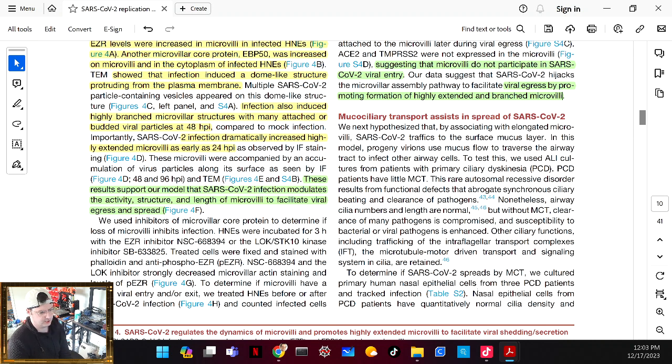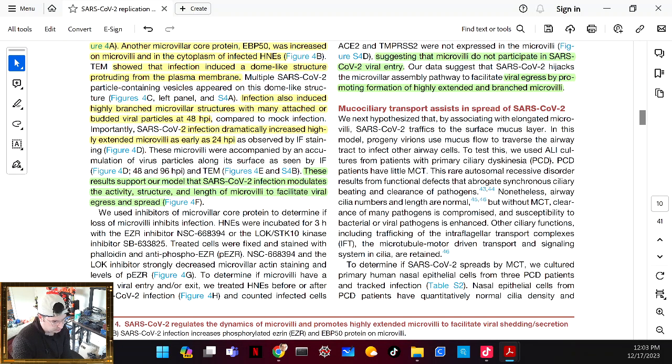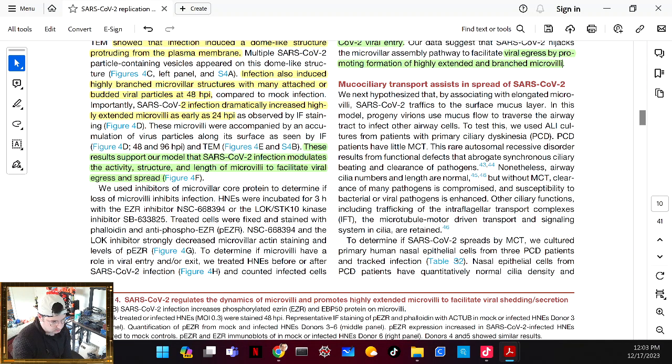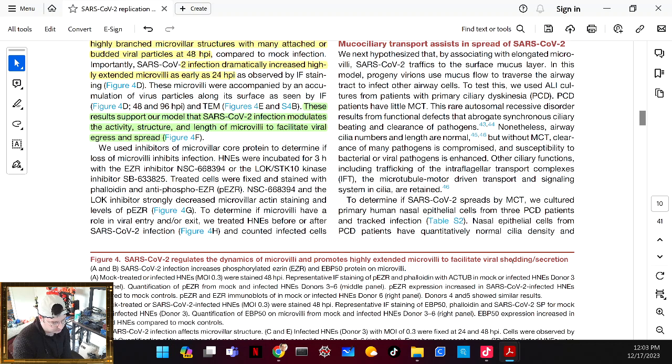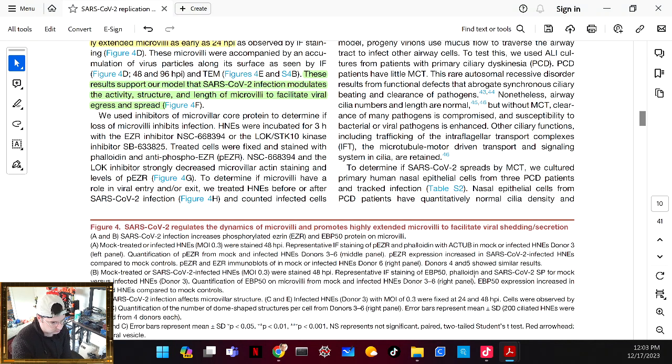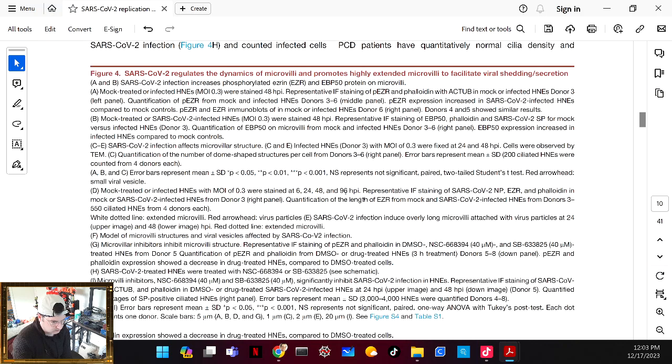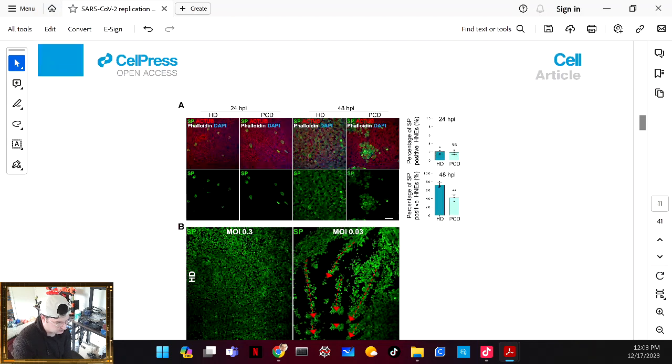Next, we hypothesized by associating with elongated microvilli, SARS-CoV-2 traffics to the surface mucus layer. In this model, progeny virions use mucus flow to traverse the airway tract to infect other airway cells. To test this, we used ALI cultures from patients with primary ciliary dyskinesia. They have little motility of the cilia. This rare autosomal recessive disorder results from functional defects. So they're a good model, I guess, to prevent the cilia from moving. And they have normal cilia density, so it's a good test for that.